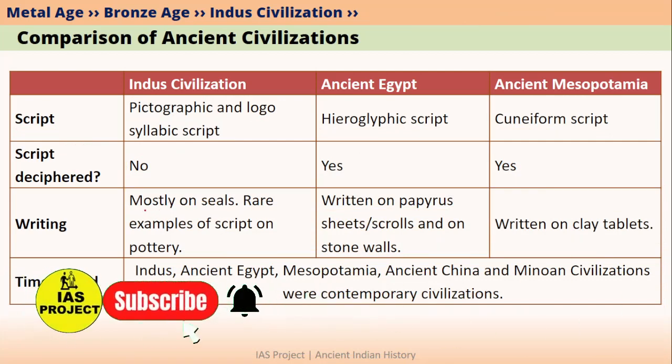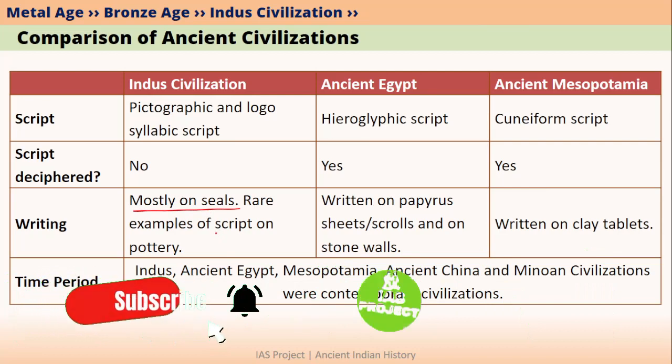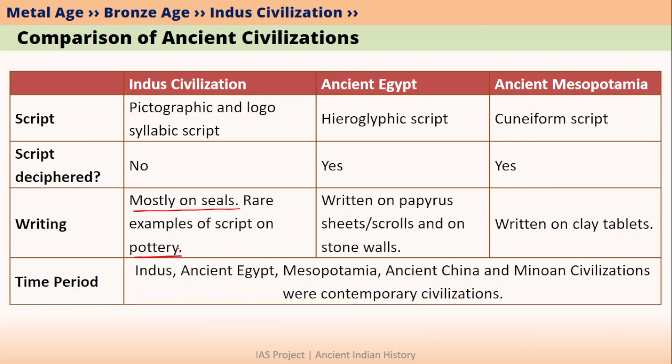Indus people mainly wrote on seals. However, we also find some evidences of Indus script on their pottery. Other than this, in Dholavira, we have found evidences of Harappan script as a stone inscription also. Moreover, in Dholavira, we have also found Harappan inscription which were written on a wooden signboard. So these are also examples of Harappan script. But mostly the Harappan script was written on seals and sometimes on pottery.